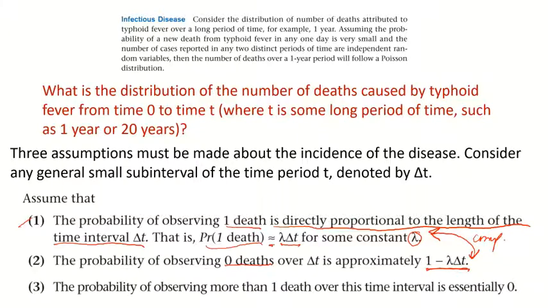Next, the probability of observing more than 1 death over this time interval is essentially 0. Meaning to say, this is a really, really rare event. And the time interval is short enough so that you won't observe more than 1 success, or 1 death in this case, in this short time interval.